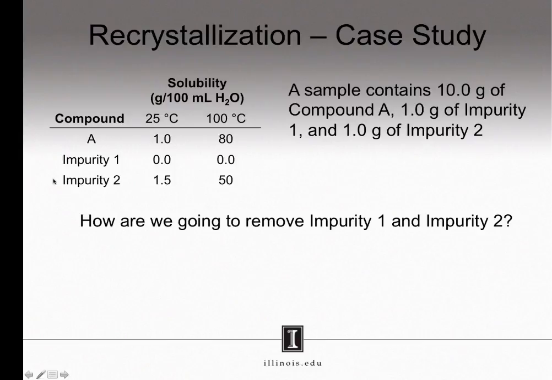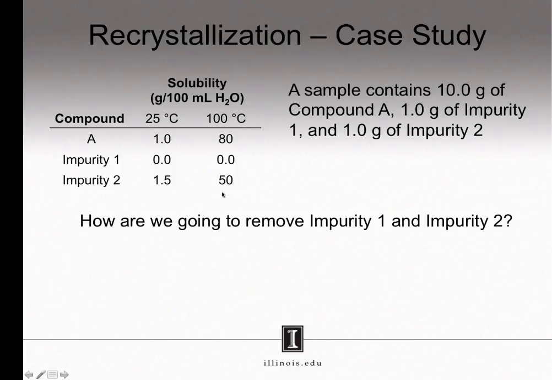Let's look at the solubility table. I see that impurity 1 is insoluble when the solvent is cold and insoluble when the solvent is hot. This tells me that impurity 1 is an insoluble impurity. It will not dissolve at any temperature. If we look at impurity 2, we see that it will dissolve to some extent at cold temperatures and should dissolve completely at high temperatures. The same with compound A.